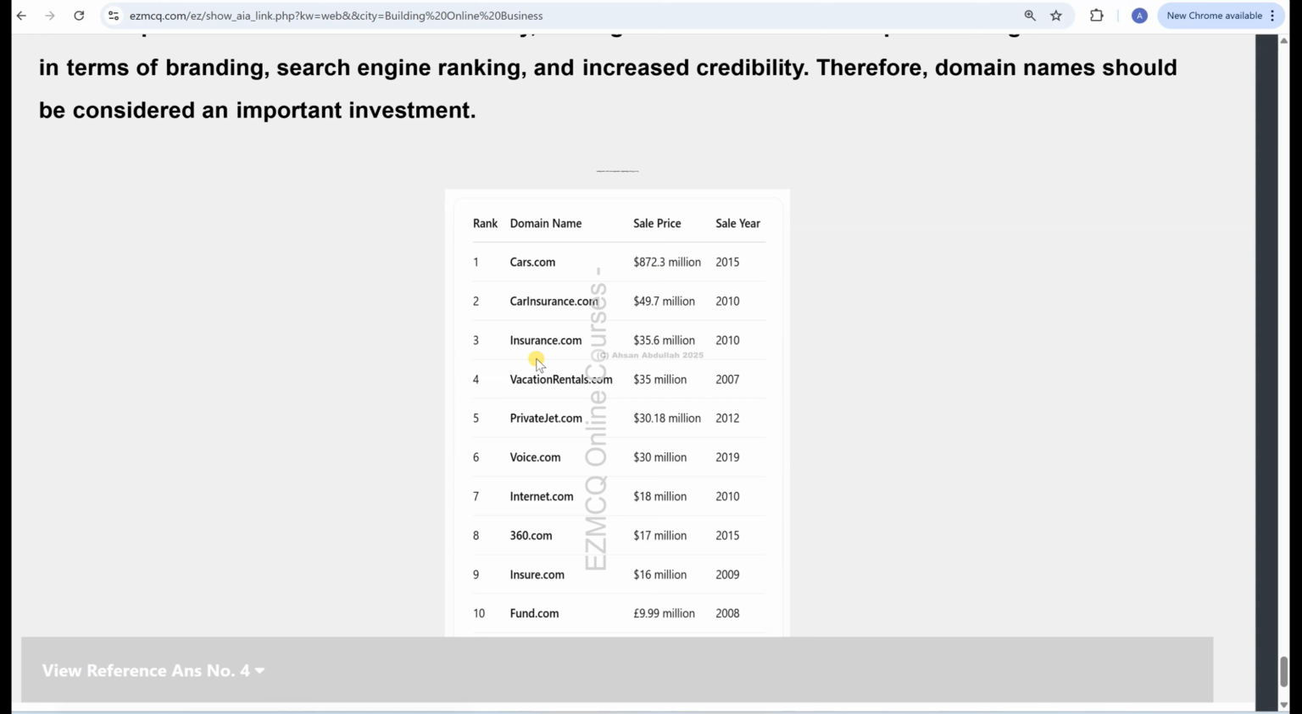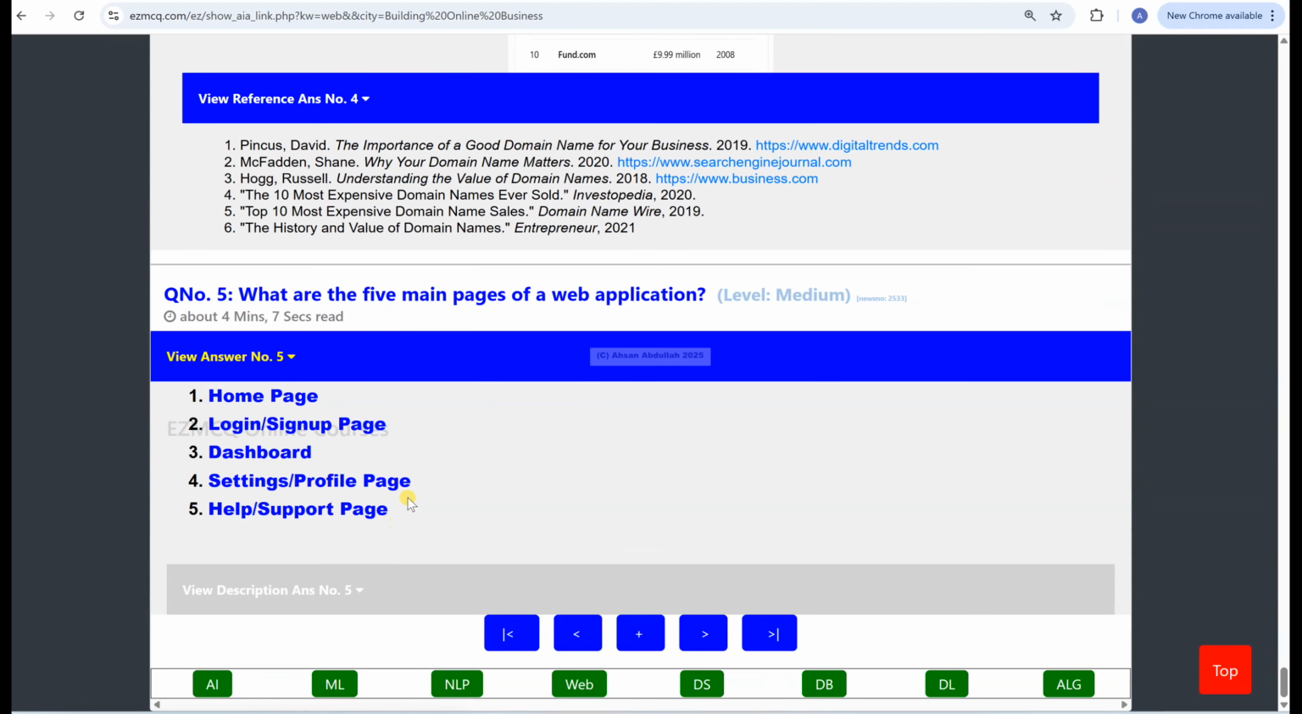As I said before, what you see on the screen is not based upon my feelings, but upon the facts which we come across. So what are the 5 main pages of a web application? Your web application should have these pages. A home page, which is basically the landing page, and the login or the sign-up page.